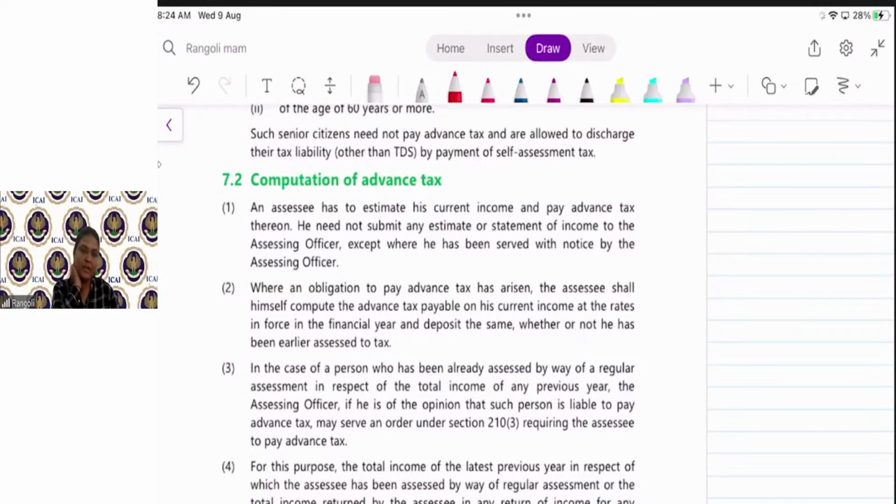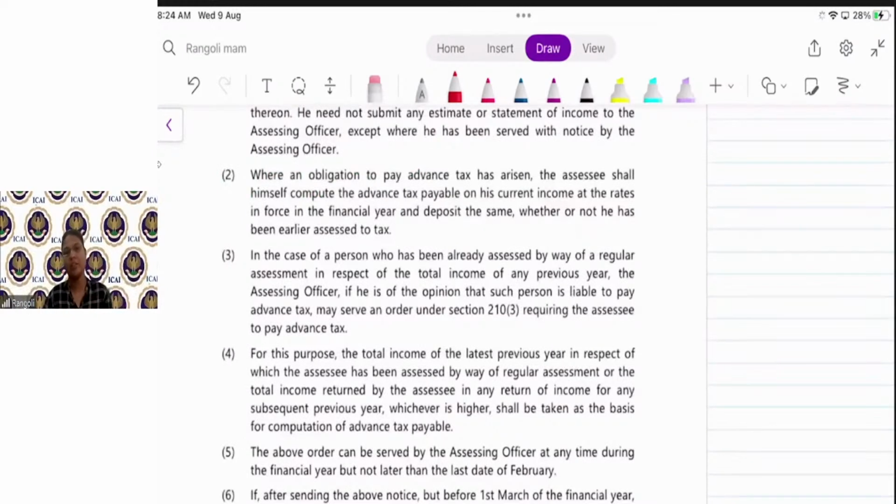And if you are paying regular taxes, regularly filing your return of income, then you will know your income and the trend of your income, and you are able to calculate your estimated income and estimated tax liability. If you are not paying any advance tax, the assessing officer may pass an order to you to pay advance tax. So if there is a loss in your case, you need to provide a declaration or estimated computation to the assessing officer that your tax liability comes to 0. That's why you are not paying advance tax.